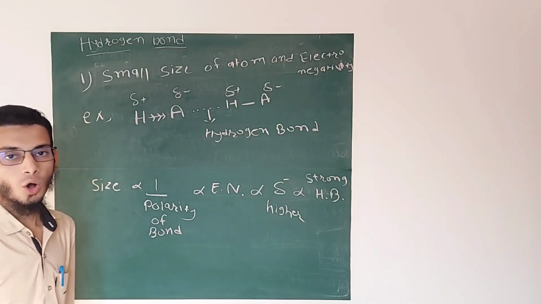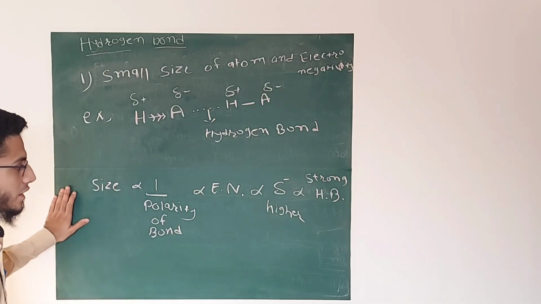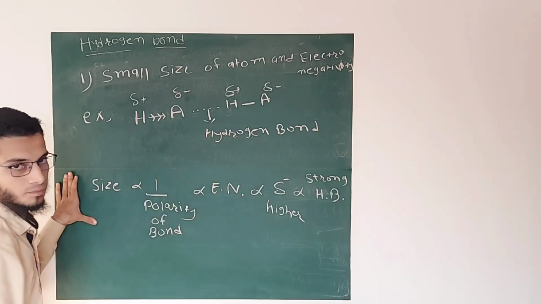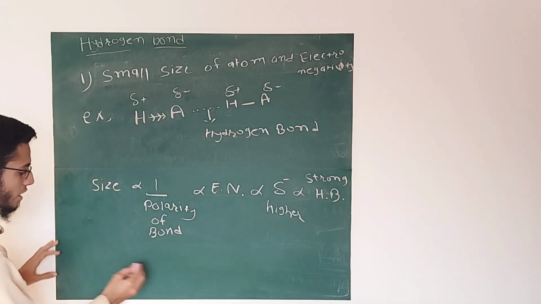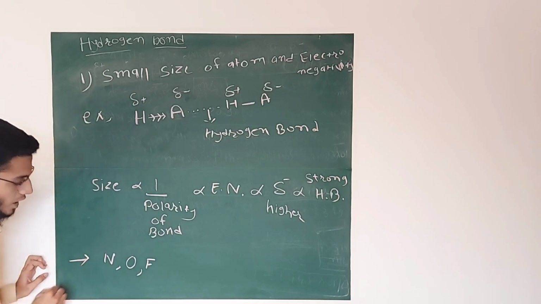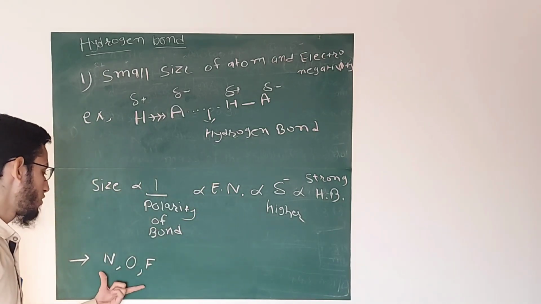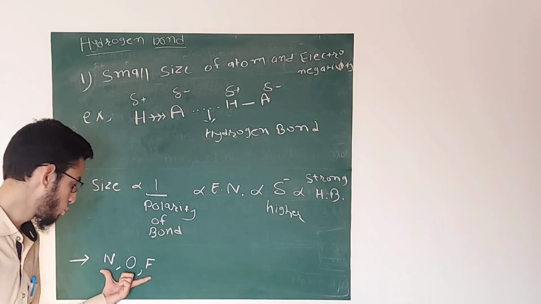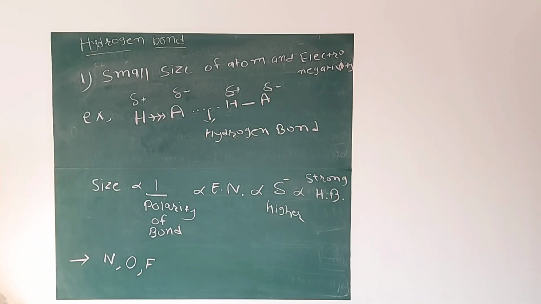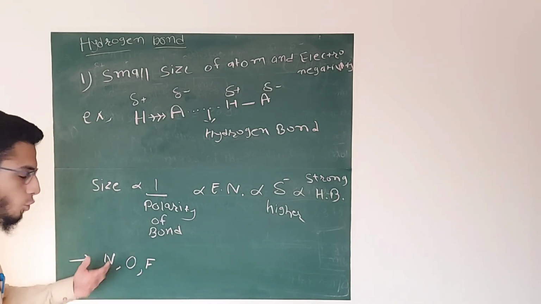Let's take an example of all types of atoms. First of all you should know which types of atoms take part in hydrogen bonding. Nitrogen, oxygen and fluorine are the atoms which take part in making hydrogen bonds. Why? They have smaller size. You know that nitrogen, oxygen, fluorine are small in size, and their electronegativity is higher than their group elements.